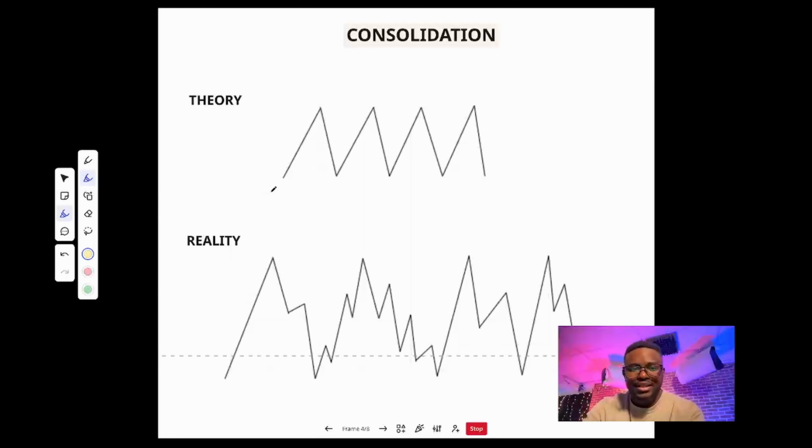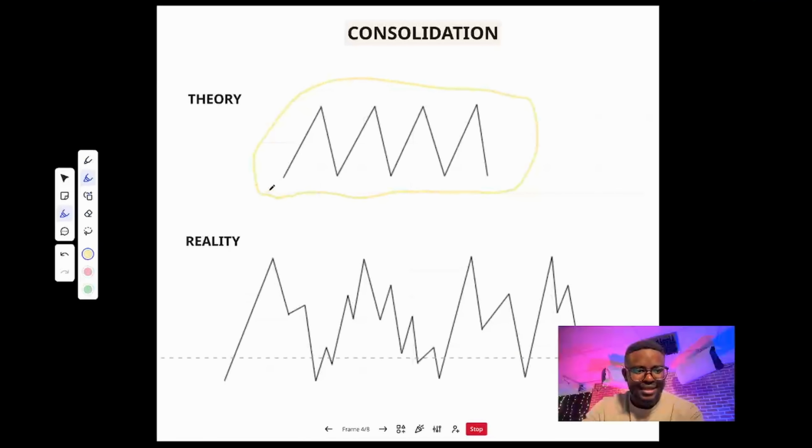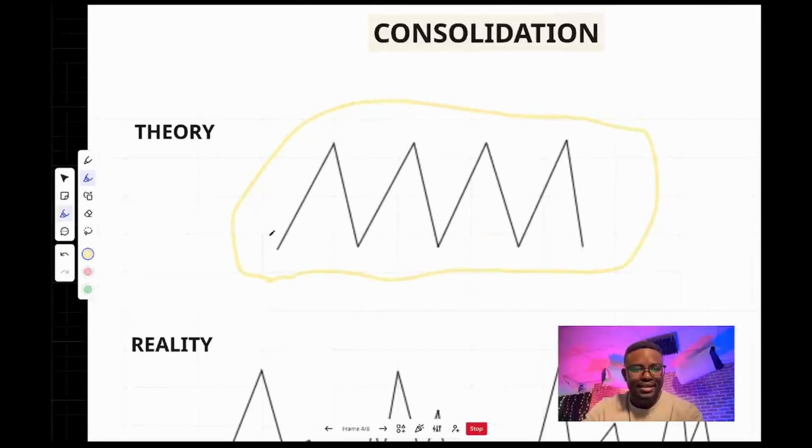Now, this is a consolidation market. Most times when I see this, I just mark it like this. This is a consolidating market. In theory, they're going to say this is a high, this is a low, high, low, high, low, high, low. No break of structure, no market structure shifts. Price is just completely choppy. You want to stay away from this.